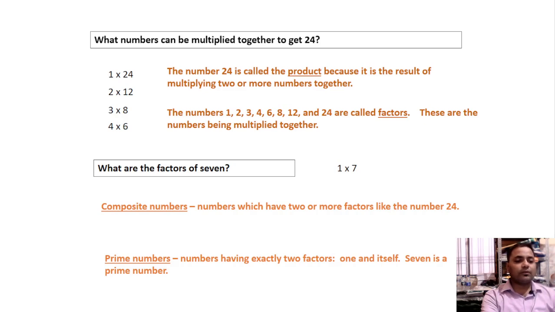What are the factors of 7? 1 times 7. Composite numbers: numbers which have two or more factors, like the number 24. Prime numbers: numbers having exactly two factors, 1 and itself. 7 is a prime number.